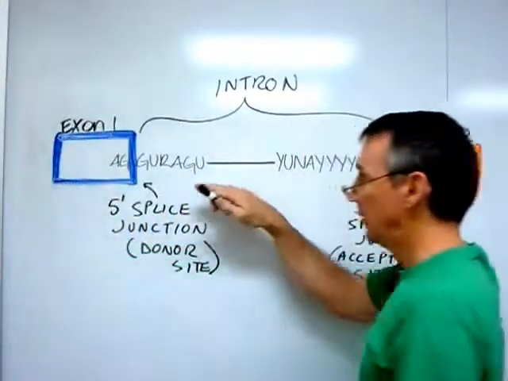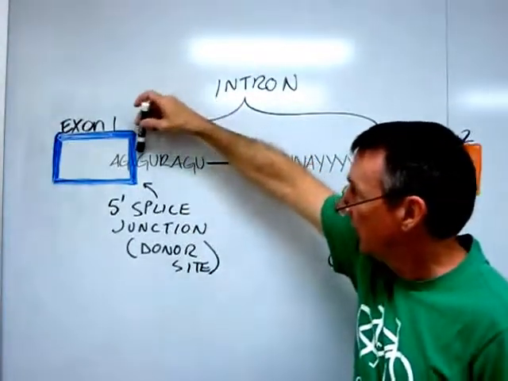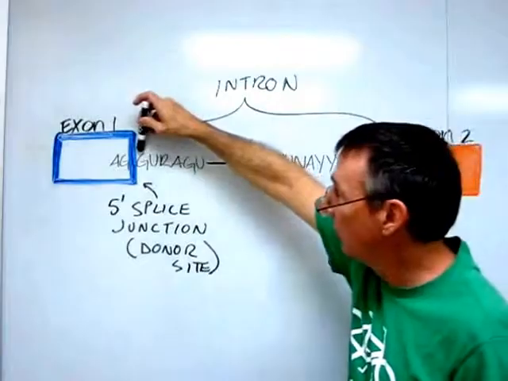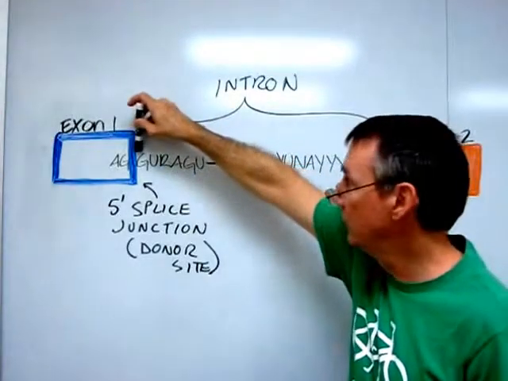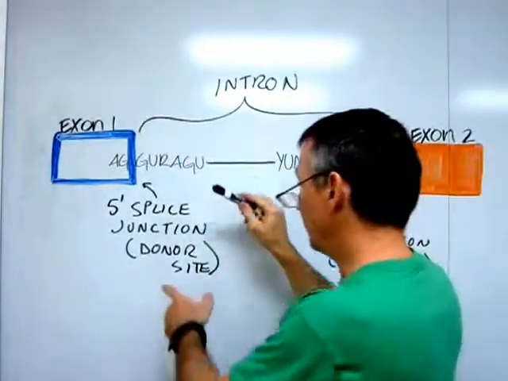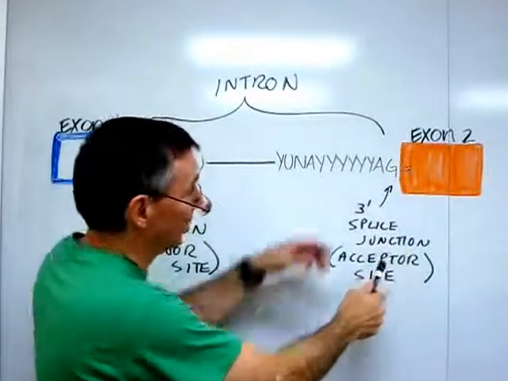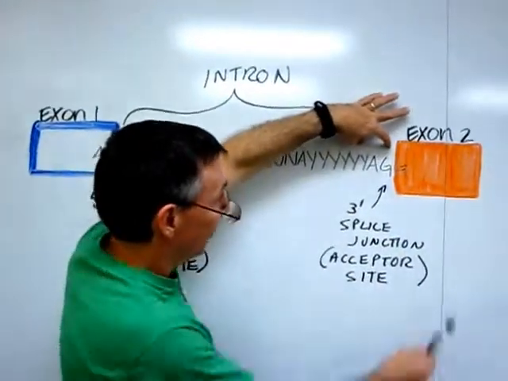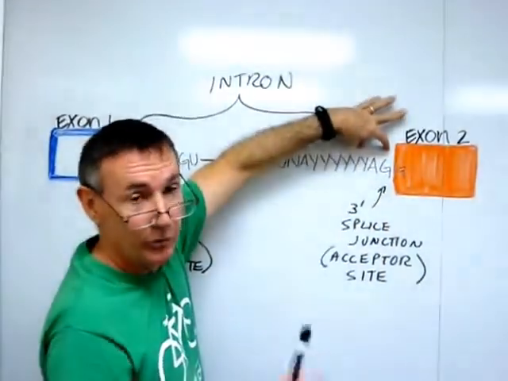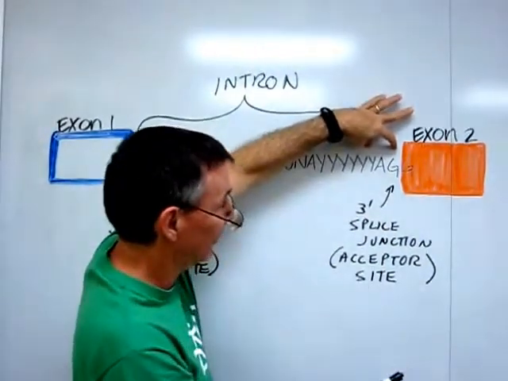So at this end, the 5' splice junction, we have this characteristic sequence. There's some variability in this, but almost always the first two nucleotides at the 5' end of the intron would be GU. This is known as the 5' splice junction, or the donor site. Over here at the 3' end of the intron, the last two nucleotides are almost invariably AG. This is the 3' splice junction, or the acceptor site.